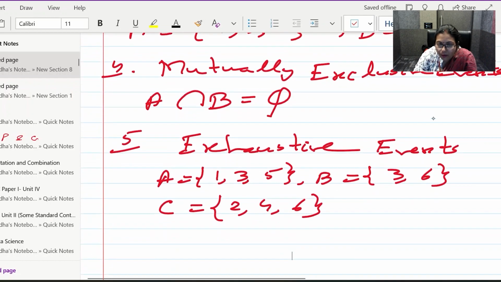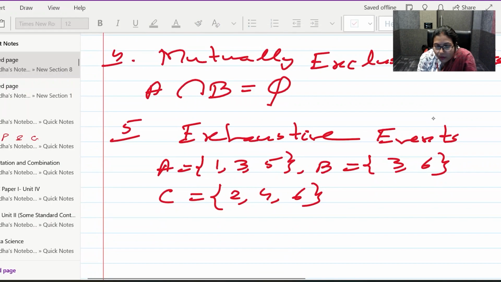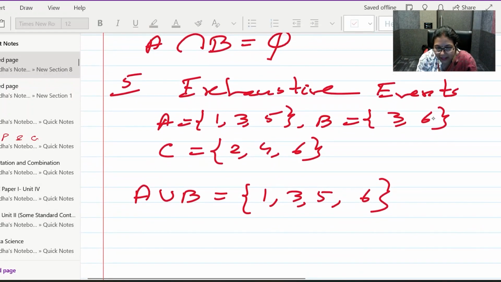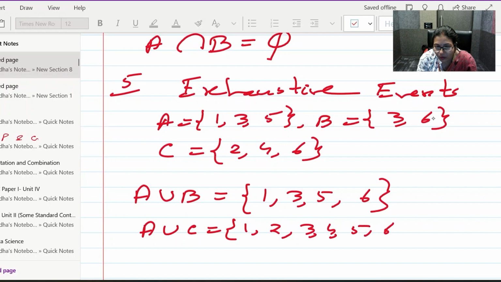Now, instead of intersection, we are going to take union. Union means you are taking all the points together. If I take A union B, what are the points I get? 1, 3, 5 and 6, right? If I take A union C, what am I getting here? 1, 2, 3, 4, 5, 6. All the points, which is nothing but the sample space. A and C are called the exhaustive events here.